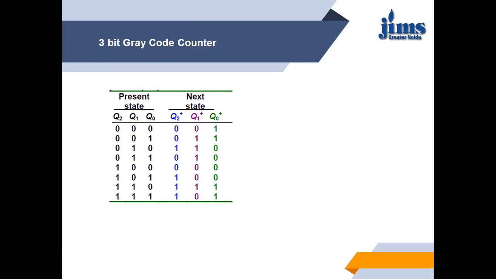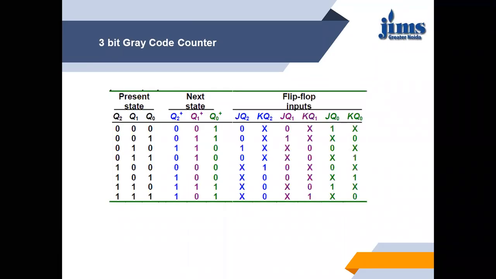Now we have to find out the input combination with the help of the excitation table, and it comes here. So we are using three flip-flops. So I have put JQ2, KQ2, JQ1, KQ1, JQ0 and KQ0, and with the help of present state Q2 and next state Q2 plus, we'll find out JQ2 and KQ2 with the help of the excitation table.